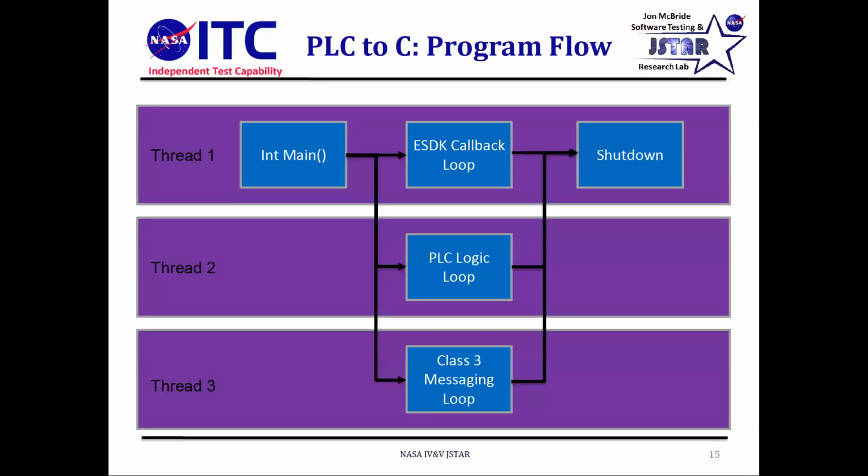So essentially our PLCs have three main threads of execution in which upon initiation, they start up an ESDK callback loop, which is for comms between them and other simulations and also gateways. Then there is a logic loop which runs continuously, and then there's another comms loop meant for messaging. And then all are rejoined together at shutdown. Next slide.